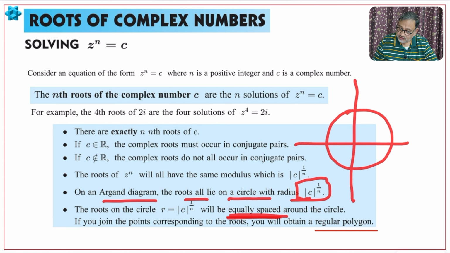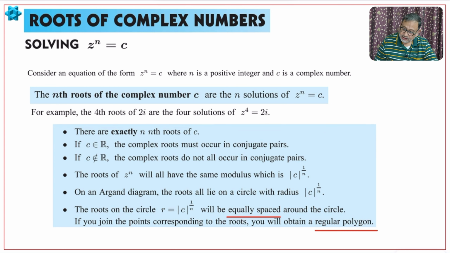So if this is the real and imaginary axis, and one root is here, the second root is here, the third root is here, they are equally spaced, right? All the roots are equally spaced. So if you join the points corresponding to the roots on the circle, you will obtain a regular polygon.